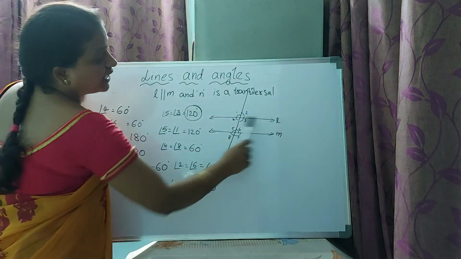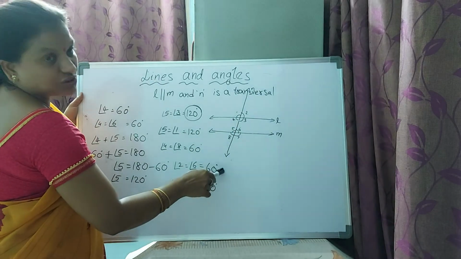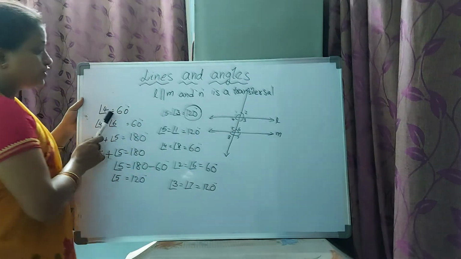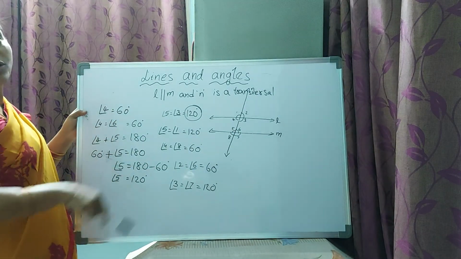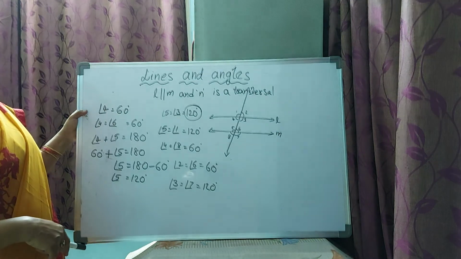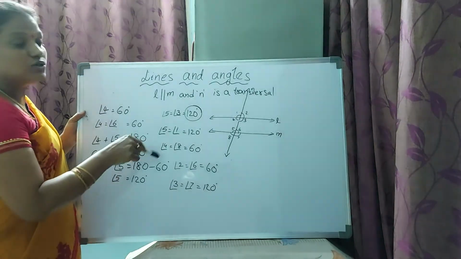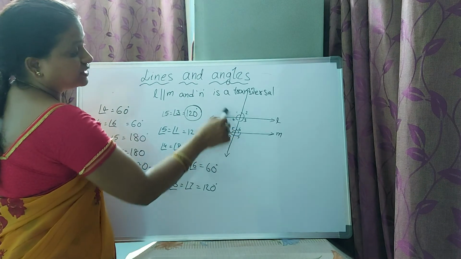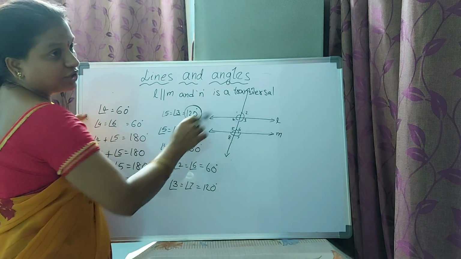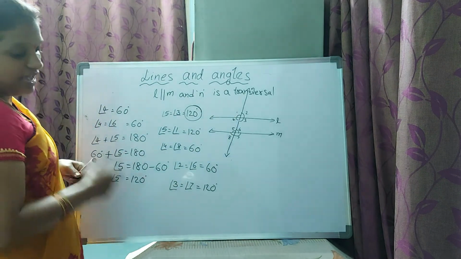So, if two lines are parallel and a transversal is there, if they give only one value, we can find all the remaining values in this way. If they give x also, anywhere in these angles, if they give x, we can find the remaining angles.